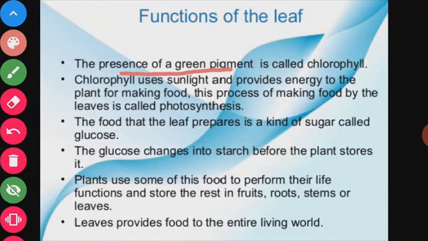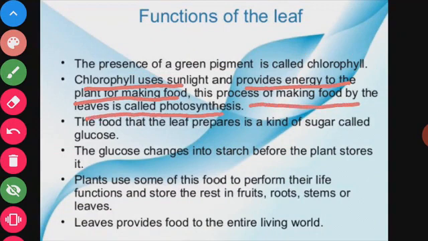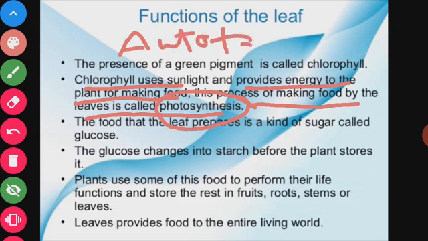What are the functions of this chlorophyll, the green pigment present in the leaves? Chlorophyll uses sunlight and provides energy to the plants for making food. This process of making food by leaves is called photosynthesis. This is one of the processes that takes place in plants. Plants are also known as autotrophs because they prepare their own food.